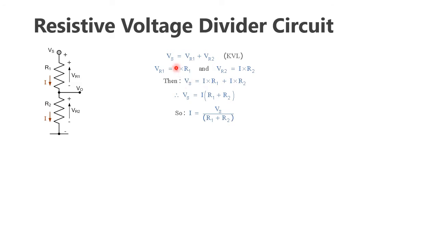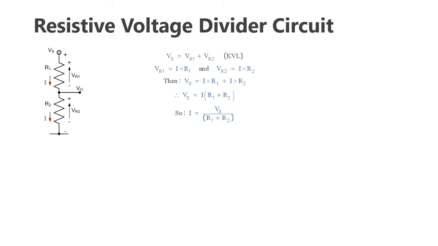Then for the first equation we can substitute the values. Vs will be equal to, for VR1 we can write I into R1, plus for VR2 we can write I into R2. Then we can take I as common for this equation. So Vs will be equal to I into R1 plus R2. Then we can take out I. Therefore I will be equal to Vs over R1 plus R2.